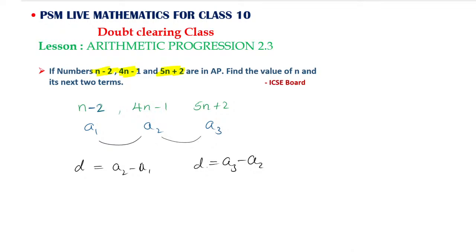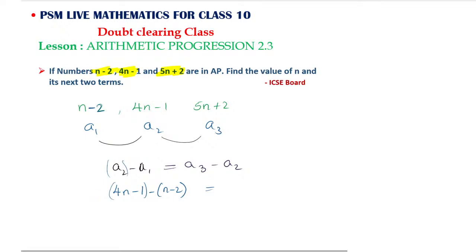So how to solve that? The D value is A2 minus A1, that is 4n minus 1, the A2 value, minus the A1 value, which is n minus 2. This is the first equation for finding D. Similarly for the second one, this D and this D will be equal, because the common difference is the same, so I can write A2 minus A1 equals A3 minus A2. Here the A3 value is 5n plus 2 and the A2 value is 4n minus 1.